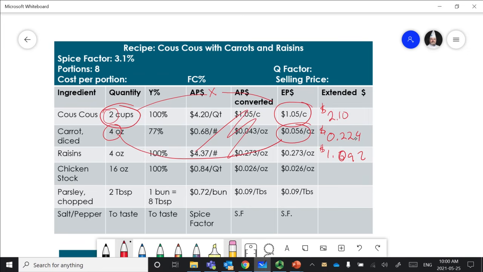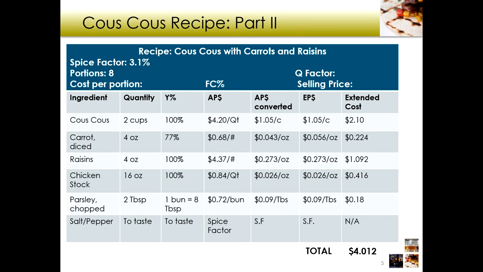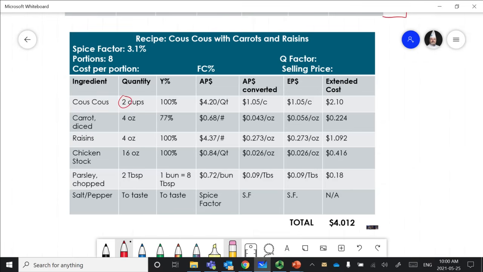Once we've calculated each one of these extensions, we're going to add all these up to get the total cost of our recipe. So in our slides here, our total cost for our recipe is the sum of all the individual ingredient costs. The next slide I have here is the actual recipe completed. So we've taken that 2 cups, multiplied times our 1.05, our 4 ounces times our 0.056, our 4 ounces of raisins times our 0.273, our 16 times our 0.026, our 2 tablespoons times our tablespoon, and we got our extended costs here.